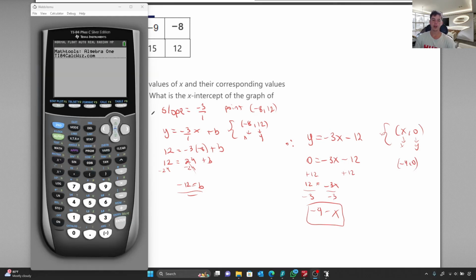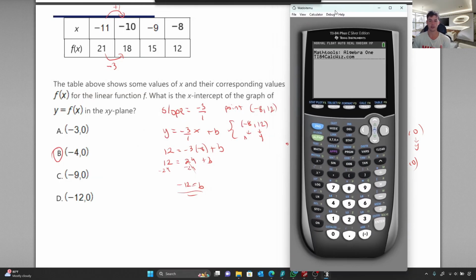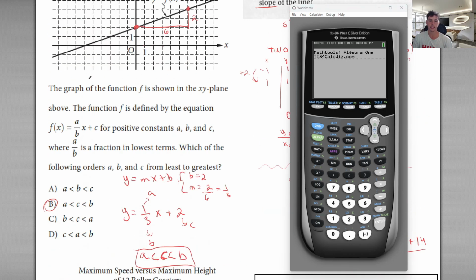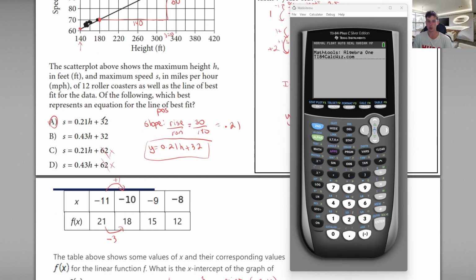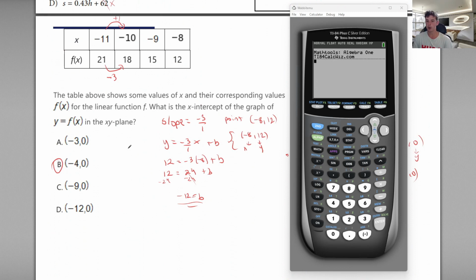So let me show you here how we can use the calculator to solve a problem like this. I did want to show you how to do everything by hand because it's important for you to know the theory. If you get a theoretical question, just like this one right here, it's important for you to know the theory. But if you already know the theory and you just want to save some time, the calculator is a perfect program for you.